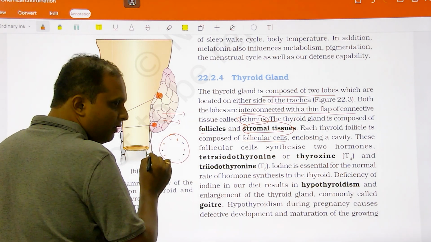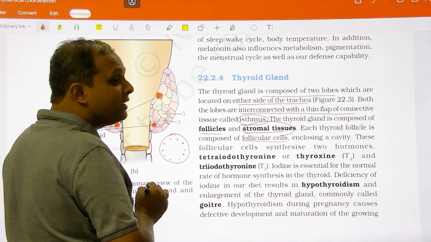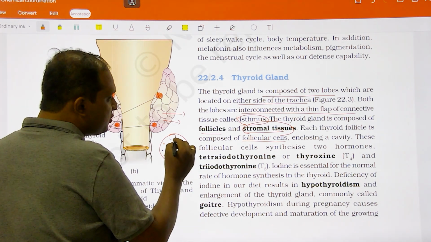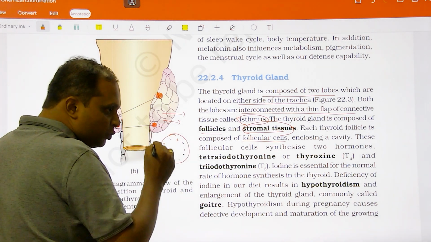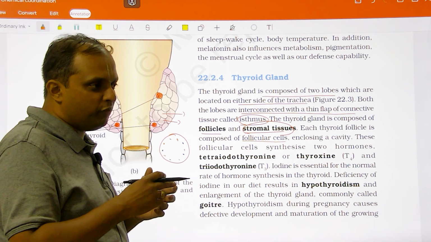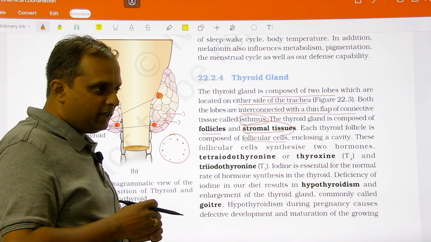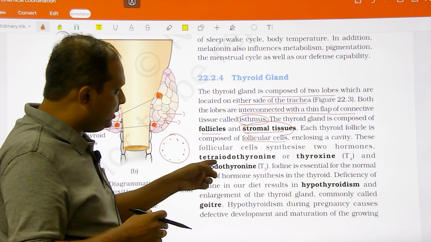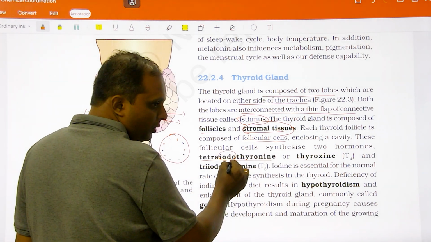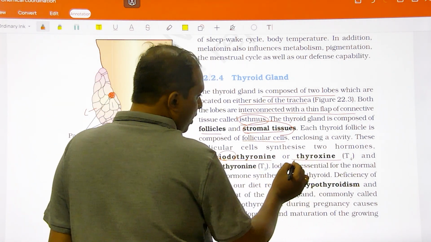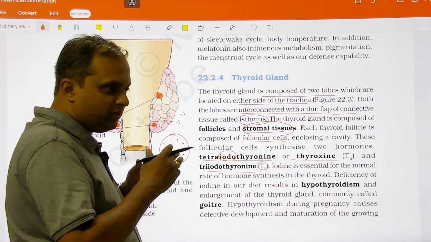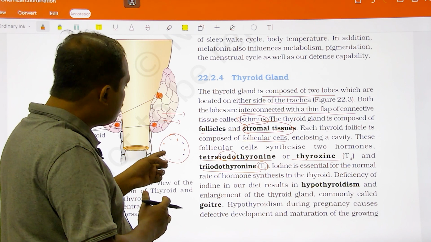In between you have another cell, which is called a parafollicular cell, right? Listen, this follicular cell produces the thyroid hormones, whatever hormone we call T3, T4. Tetraiodothyronine, or thyroxine, and triiodothyronine, or T3. Iodine is important for this hormone, right? So whatever so-called thyroid hormone that we discussed, everything is produced by the follicular cell.